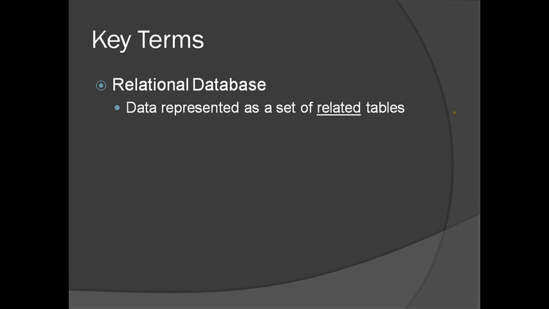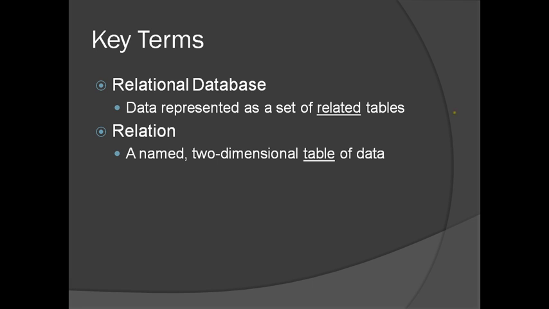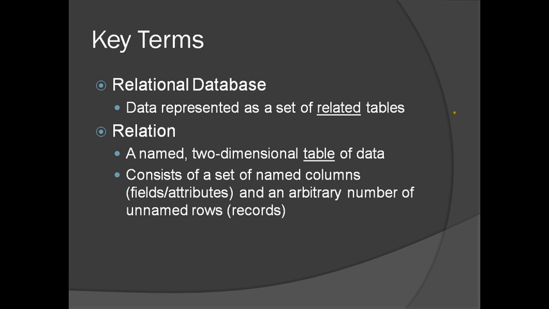And then we have a second key term. Second key term is relation. A relation is a named two-dimensional table of data. Table, relation. I will use these words interchangeably throughout the tutorial, so get used to it. And each relation consists of a set of named columns, also known as fields or attributes, and an arbitrary number of unnamed rows, also known as records. So basically, a relation is a table in your DB.